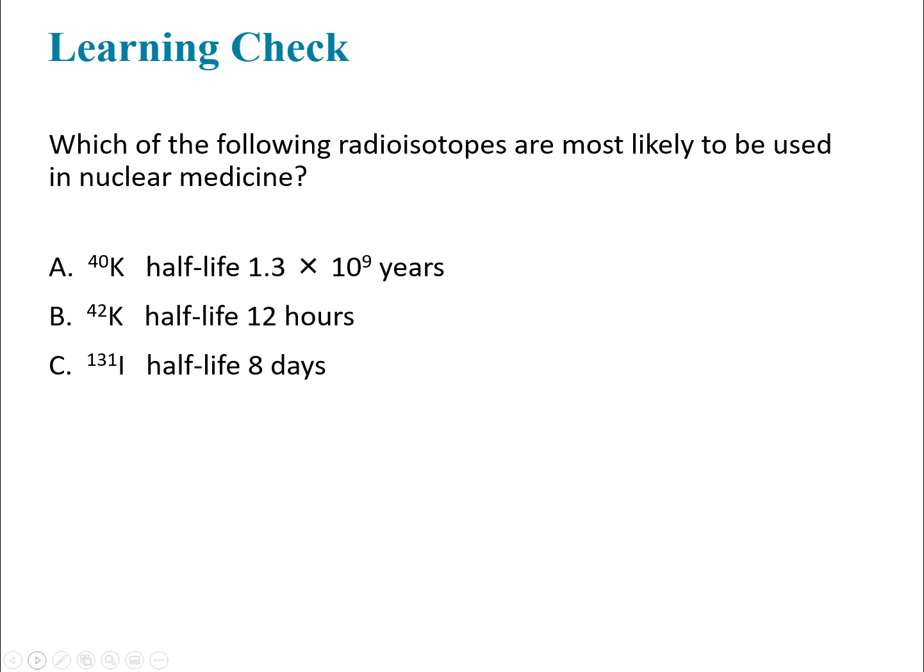So which of these are most likely to be used in nuclear medicine? We've got potassium-40 with a half-life of like 1 billion years, literally. Potassium-42 that has a half-life of 12 hours. And iodine-131, which has a half-life of 8 days. Well, I'll tell you what, 1 billion years, that's a no. That's way too long of a half-life. But 12 hours and 8 days, those are pretty short. So those are likely to be used.